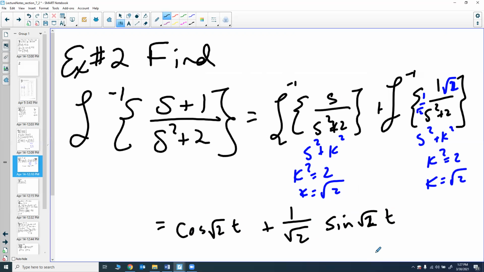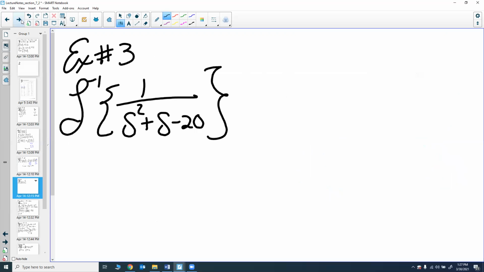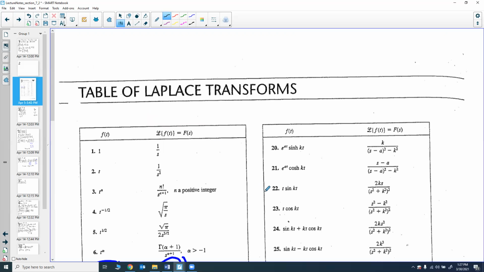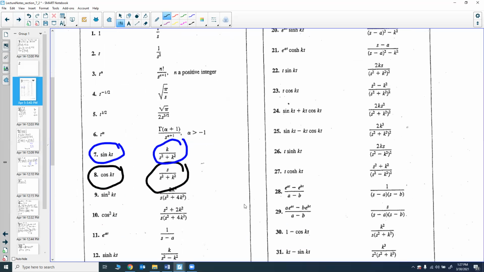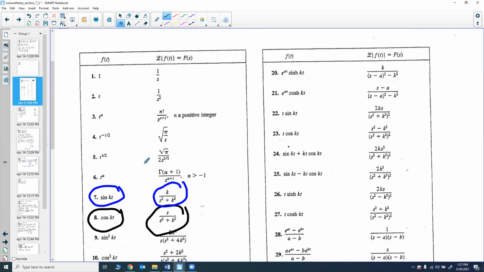And the k again was square root of 2. So there is that inverse Laplace. We'll do another one. This one is 1 over s squared plus s minus 20. Again, if you go looking through here, some of these you might actually see something like that. Some of them you don't. So I'm going to show you how to do this without doing that.